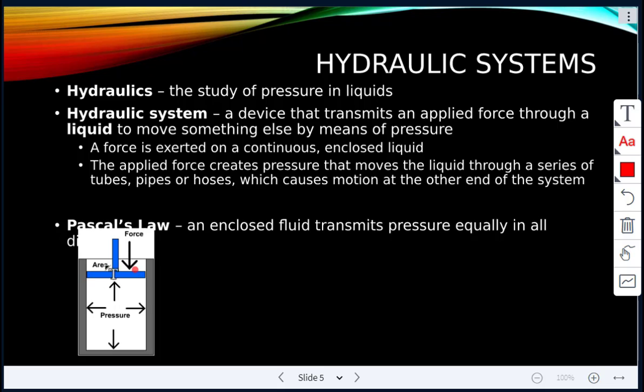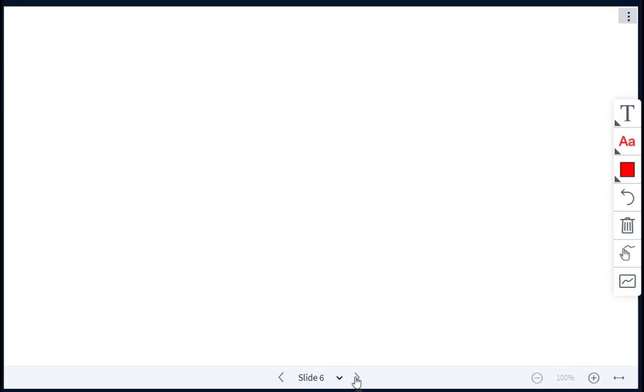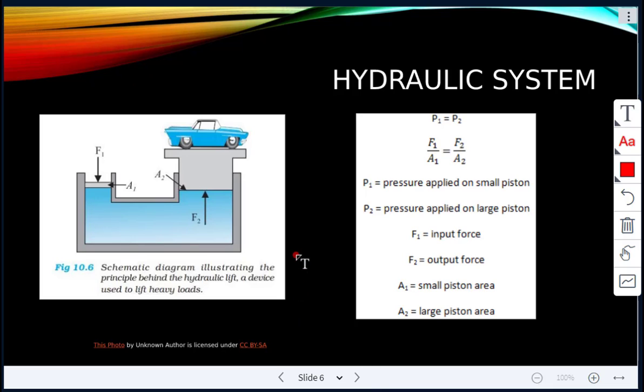All right, so here this is a piston in the blue, and this here would be an enclosed container. And if the force is being applied downwards, pressure is being transmitted equally in all directions. All right, so here is a diagram illustrating the principle behind a hydraulic lift, which is a device used to lift heavy loads. So this is a hydraulic system. We have a piston here on the left side with a smaller area, and then a piston on the right side with a larger area. So by applying a force on the smaller piston, we're able to create a larger force to lift up, for example, a vehicle. When we're working with these equations, it's important to note that pressure stays the same. So that's why P1 equals P2. Pressure will stay the same throughout this hydraulic system.